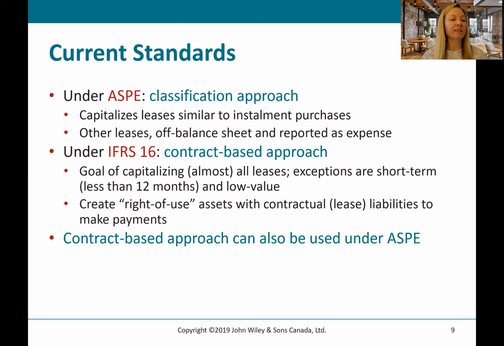So what do the current standards require? The standards followed by most lessees prior to 2018, prior to the issuance of IFRS 16 on January 1st, 2019, were really under the classification approach. This was looking at the substance of the lease and figuring out if it was similar to a purchase or similar to just an operating lease. And operating leases are considered off balance sheet because there's no asset or liability that sits on the balance sheet. You just have operating expense or rent expense going through your income statement.